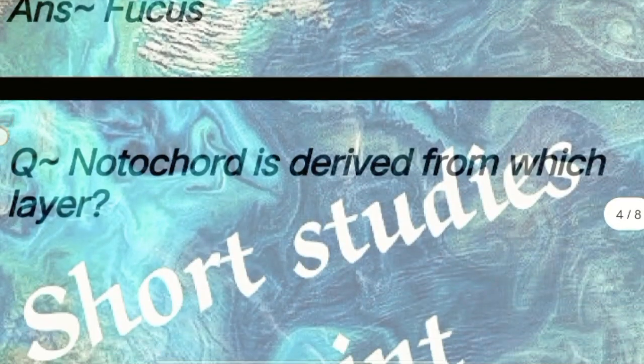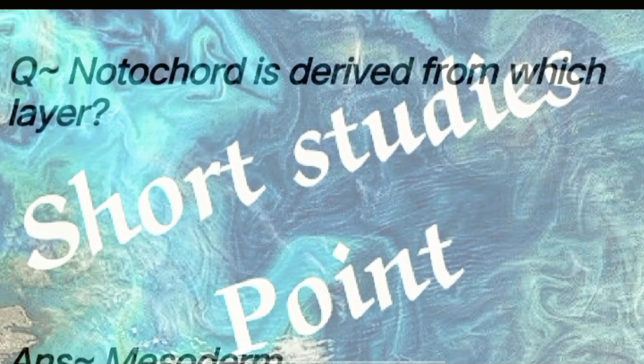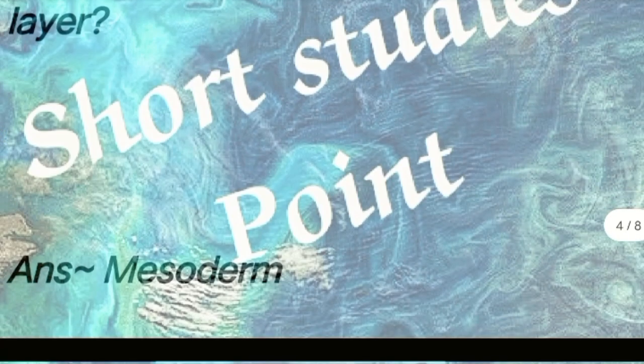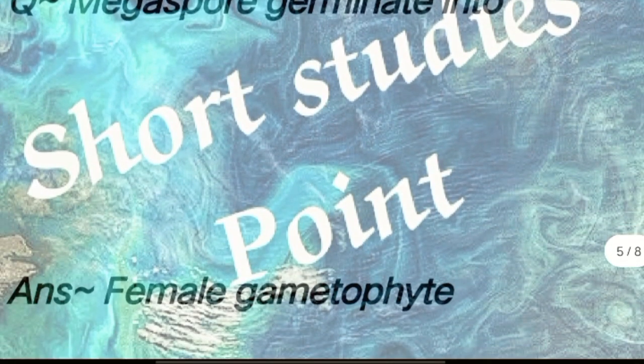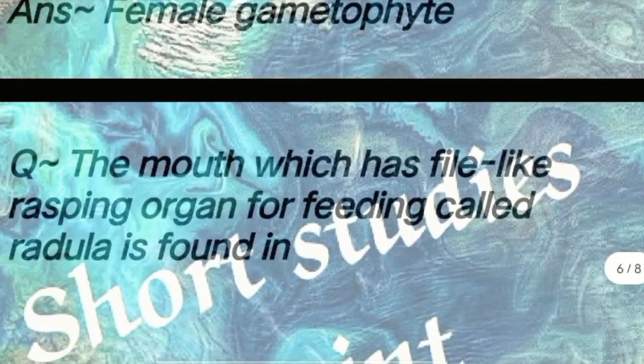Next question: Male gamete is small and motile and female gamete is large and immotile in? Answer: Fucus. Next question: Notochord is derived from which layer? Answer: Mesoderm. Next question: Megaspore germinates into? Answer: Female gametophyte. Next question: The mouth which has file-like rasping organ for feeding called radula is found in?